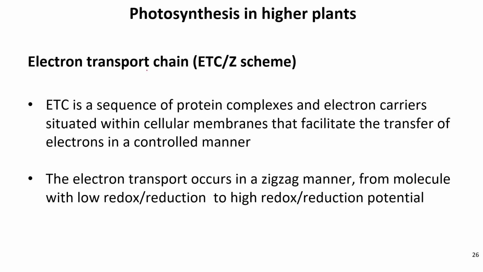Now let's talk about the electron transport chain, also known as ETC or the Z scheme. Why is it called the Z scheme? Because there is a zigzag flow of electrons. So what is ETC? ETC is a sequence of protein complexes and electron carriers situated within the cellular membranes that facilitate the transfer of electrons in a controlled manner. The electron transport occurs in a zigzag manner from a molecule with low redox to high redox or reduction potential. This you have to remember.